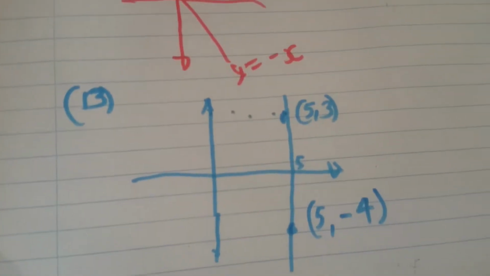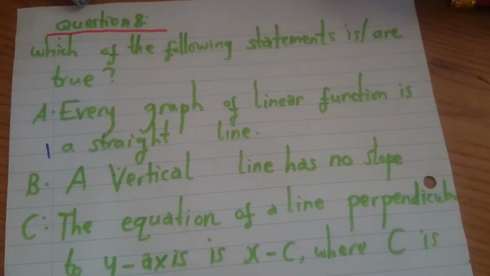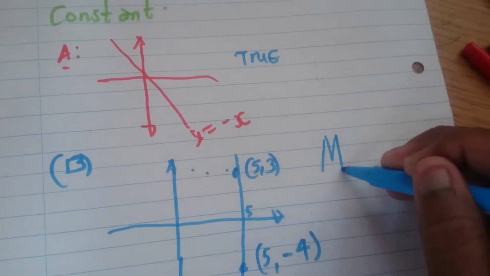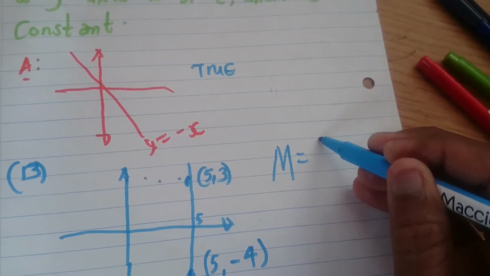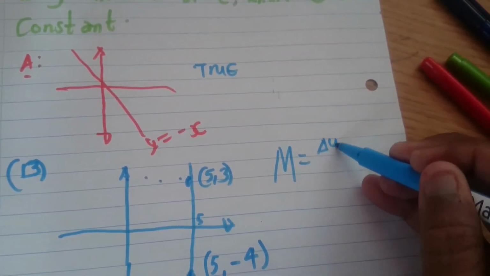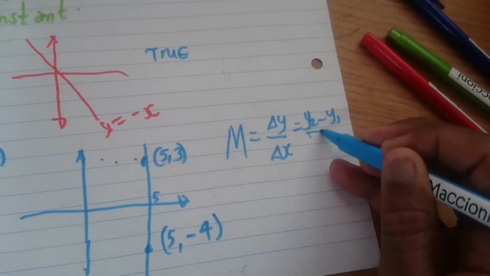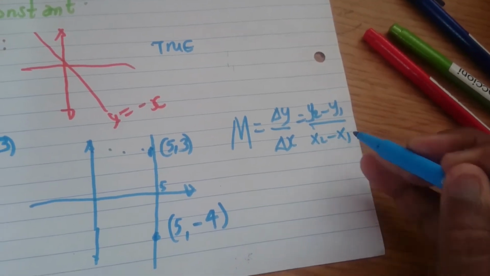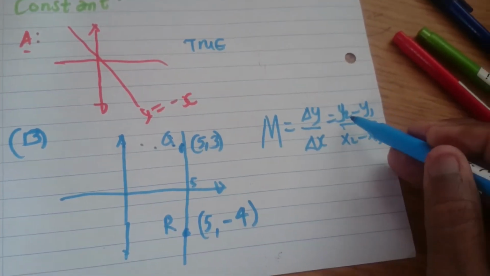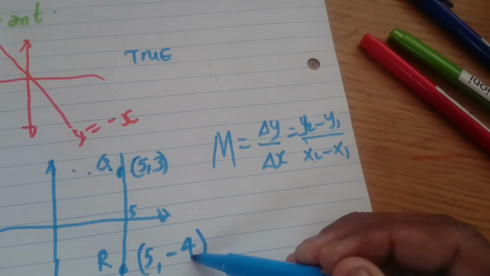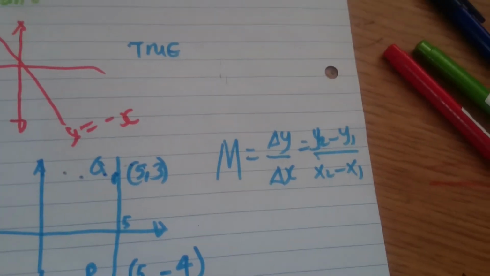Let's find the slope and see, because they say a vertical line has no slope. Let's see if it's true or not. If you want to get the slope, m, or sometimes we call it the gradient, it equals the change in y, which means y2 minus y1, over the change in x. Some students use y2 minus y1 over x2 minus x1. But most of the time I prefer, if this is q and this is r, to say y at q minus y at r, and then x at q minus x at r. That's a good way. I would prefer it like that.